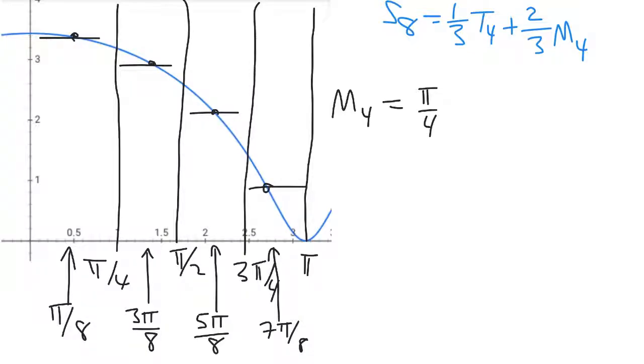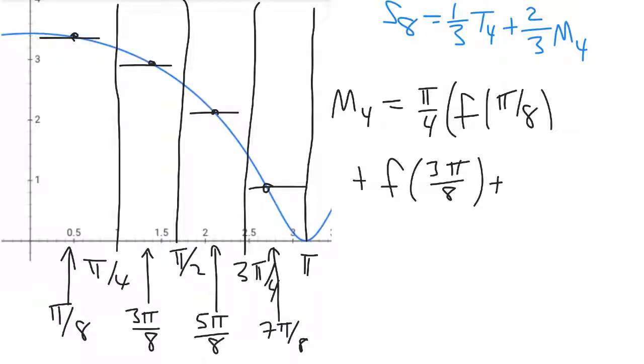Again, once you suspend disbelief about my drawing, they're supposed to be equally wide, and all the widths are pi over 4. And so that quantity can be factored out of the sum. There's no reason to do pi over 4 times the first y-coordinate plus pi over 4 times the second y-coordinate, and so on. I could just do pi over 4 times the sum of these, and so I'll have f of pi over 8 plus f of 3 pi over 8 plus f of 5 pi over 8 plus f of 7 pi over 8.